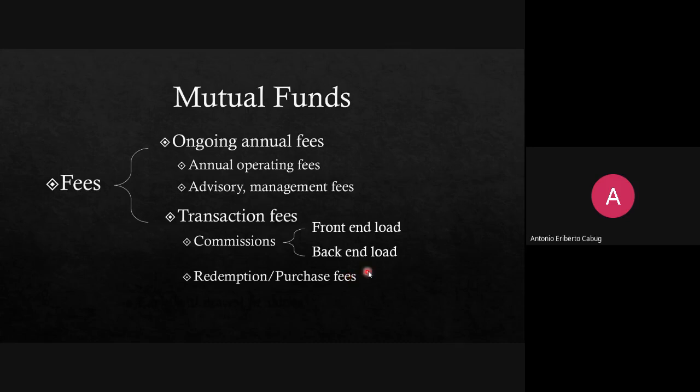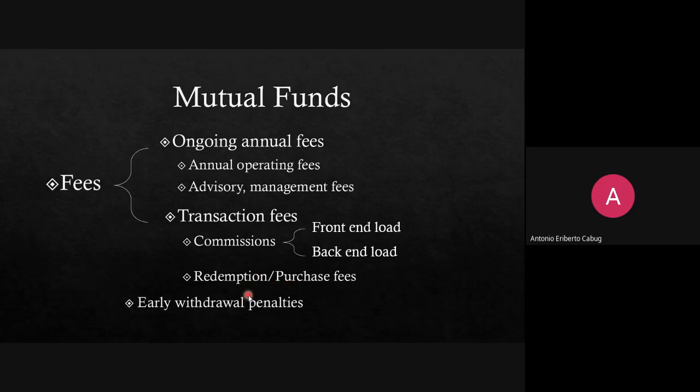Redemption and purchase fees are those incurred every time there's a transaction, but they are not to be paid to the agent. Hindi sila binabayaran sa agent. Aside from that, redemption would be at the time of redeeming. Purchase at the time of buying, no? So every time there's a transaction.